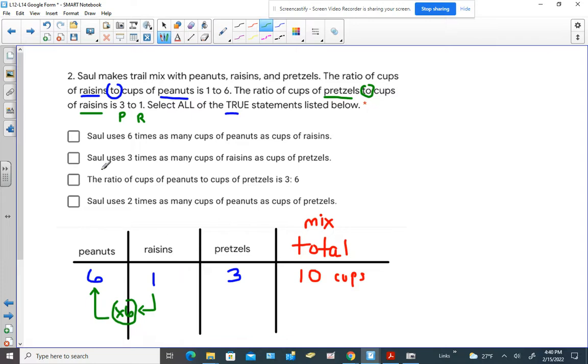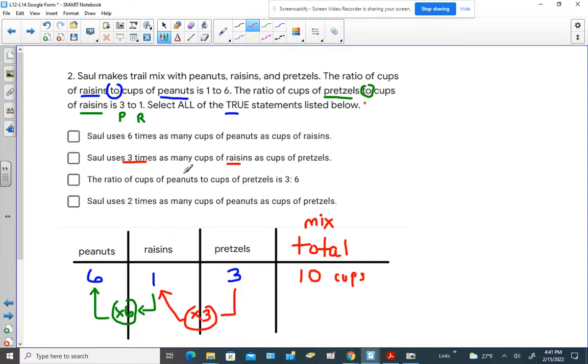All right, so let's look at the next statement. Saul uses 3 times as many cups of raisins as cups of pretzels. So let's take a look at that pretzel number and ask ourselves, if we were to take that number and multiply it by 3, times would suggest times 3, and then ask ourselves, does that give us the raisin number? 3 times as many cups of raisins as cups of pretzels. Is that true? Does this times this equal that blue number?